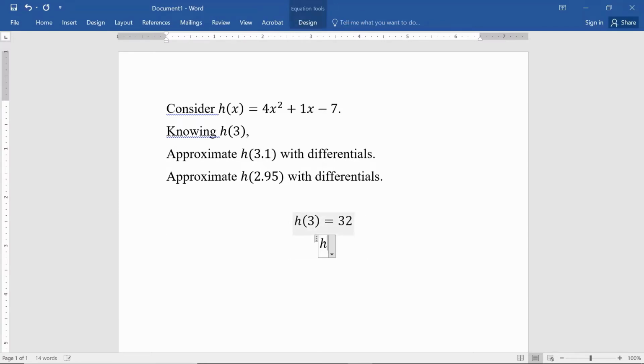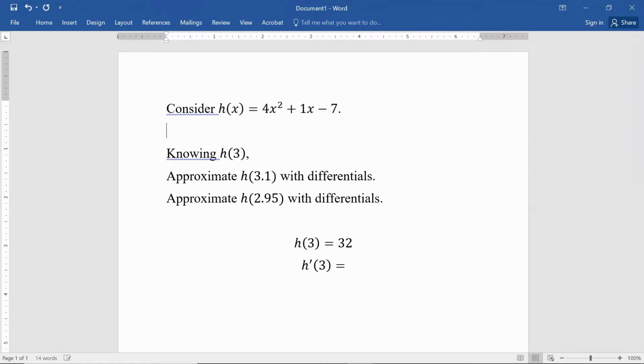The other thing I'm going to need is h prime of 3. In order to get that, I'm going to have to calculate the derivative. h prime of x is equal to 8x plus 1. If I plug in a 3 into the derivative, 8 times 3 plus 1 is 25. Therefore, h prime of 3 is 25 and h of 3 is 32.